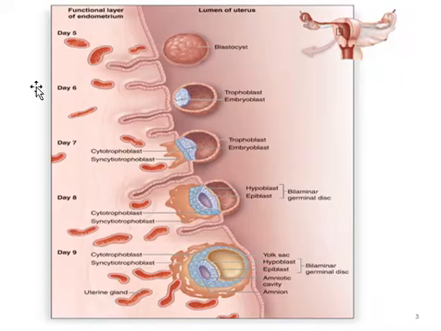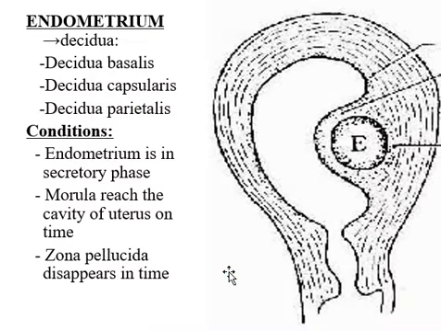So this you can see here, the morula stage, then the blastocystic cavity, the blastocyst, and it is going to embed totally into the endometrial cavity. Before going into the details of implantation, we must know the parts of the endometrium. So the pregnant endometrium is now known as decidua. It has three parts.